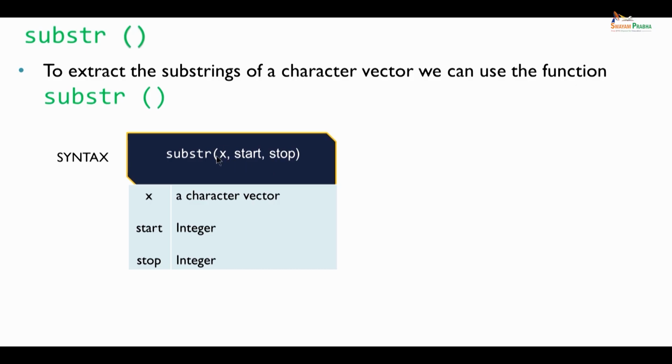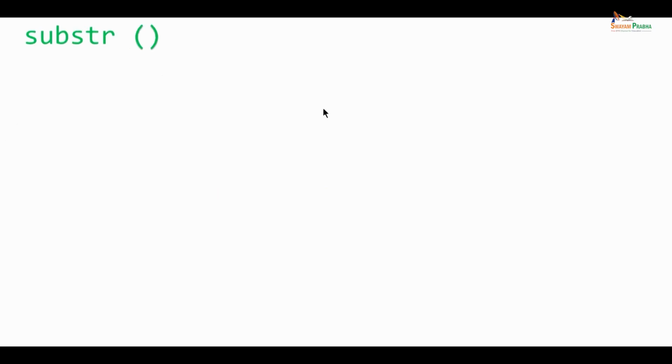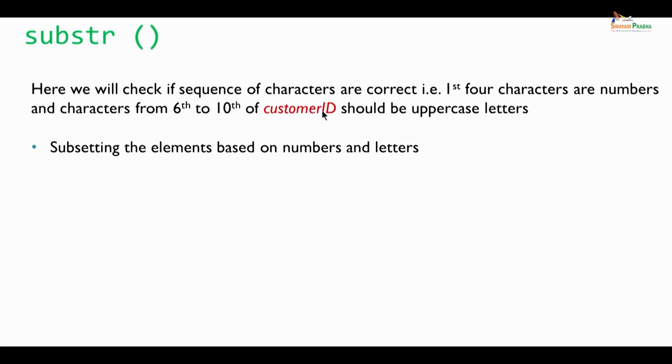From the data frame or a particular variable, it will start checking from the desired value given here, and it will stop checking at the desired value given here. Let us see in detail how we are going to use this function. Basically we are going to check if the sequence of characters is correct or not. That is, we know that the first 4 characters should be numerics, and the characters from 6th to 10th of customer ID should be uppercase letters.